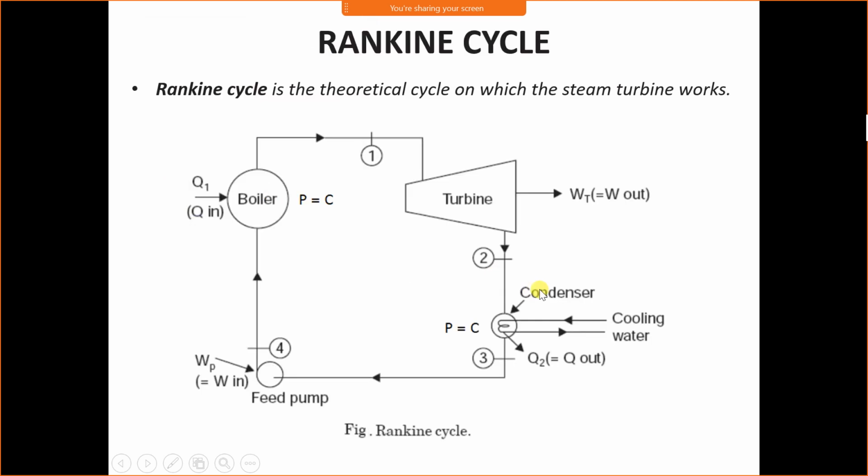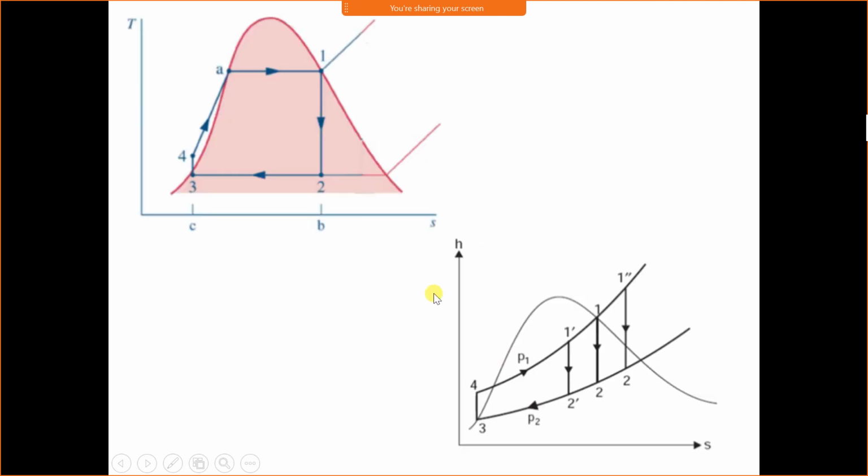Now, process 2 to 3 is a condensation process in the condenser. As I told you, the condenser is a heat exchanger. Pressure remains constant in the condenser. In the condenser, the mixture of water and vapor is converted into saturated water. Only phase change takes place, and we know that during phase change temperature remains constant. Therefore, you can see from process 2 to 3 temperature is constant. This is the temperature line, and you can see the temperature at points 2 and 3 is the same.